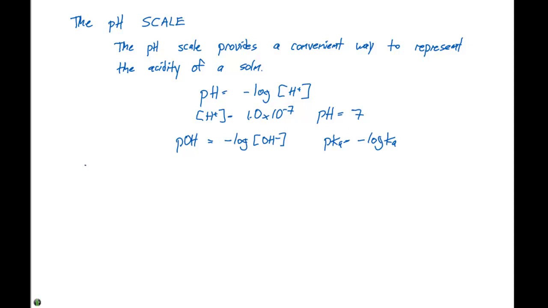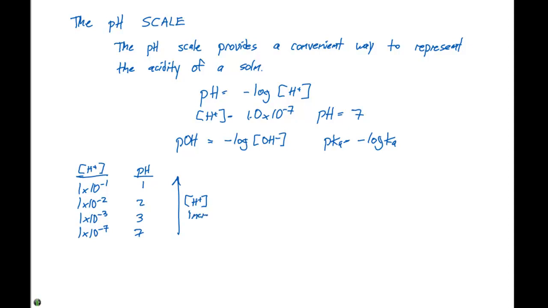So if we look at some various H plus concentrations and we looked at the pH, for example, we have 1 times 10 to the minus 1, 1 times 10 to the minus 2, 1 times 10 to the minus 3, and 1 times 10 to the minus 7. The pHs of each of these are going to be 1, 2, 3, and 7 respectively, because we would take the negative log of that. And as we can see here, the lower the pH, the higher the H plus concentration in solution.